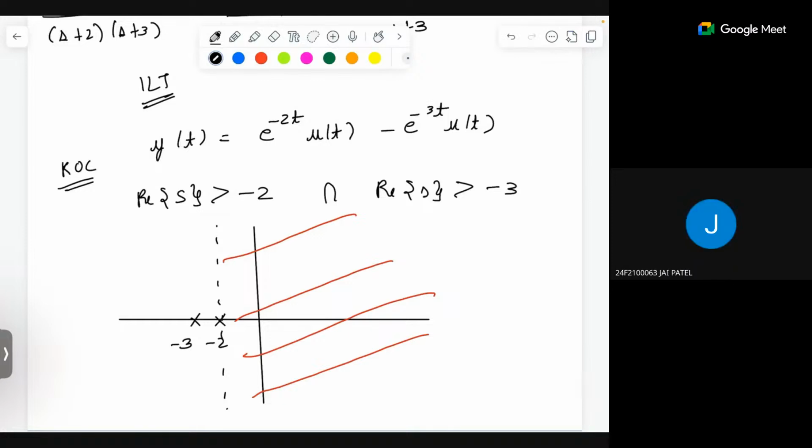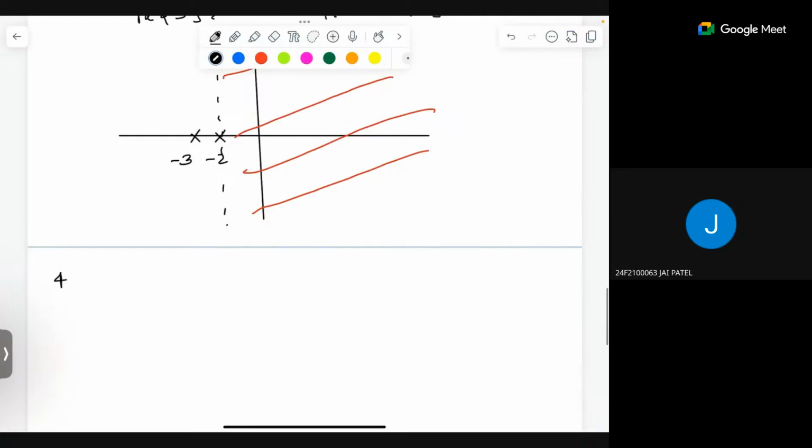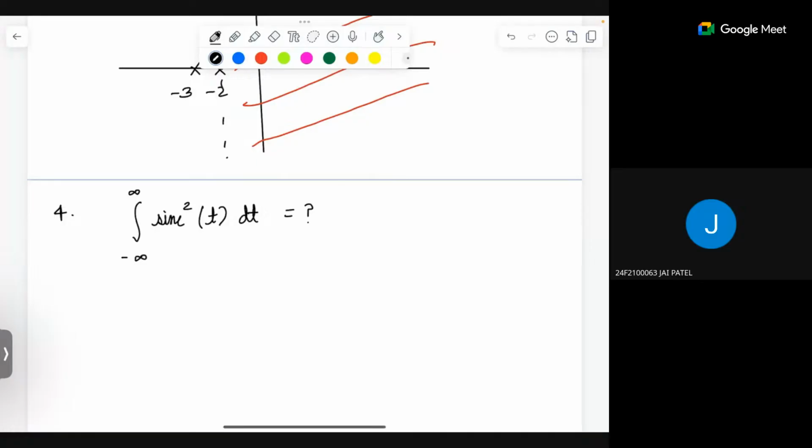Yes, ma'am. Okay, now let us move to the next question. So you have to find the integral from minus infinity to infinity of sinc square t dt. I will give you the Fourier transform pair for sinc square. Okay, let me write it first. A times 1 minus mod t by capital T.